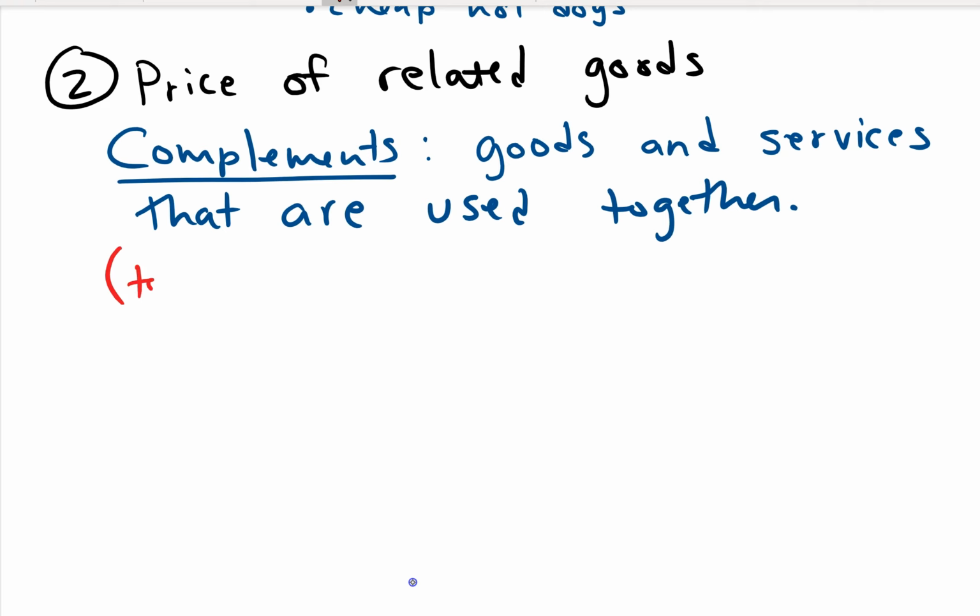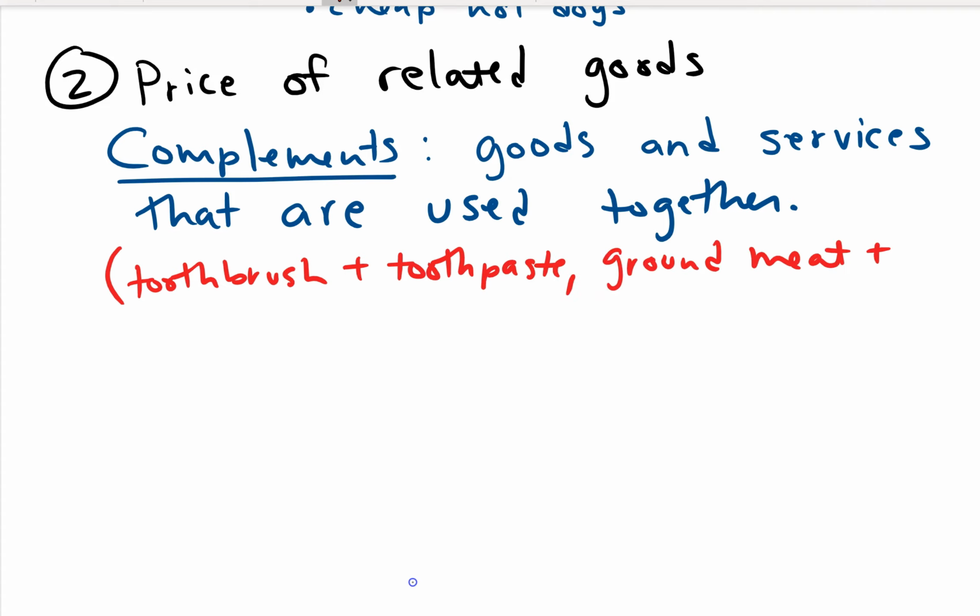So maybe a toothbrush and toothpaste. Or, for example, maybe ground meat and buns, hamburger buns. It's not necessarily the same company making the ground meat and the hamburger buns, but often if people are buying more of one, they'll buy more of the other. One I'll do in a second, a classic one, is a burger and fries. And maybe a cell phone and cell service. I'll use that in just a second.